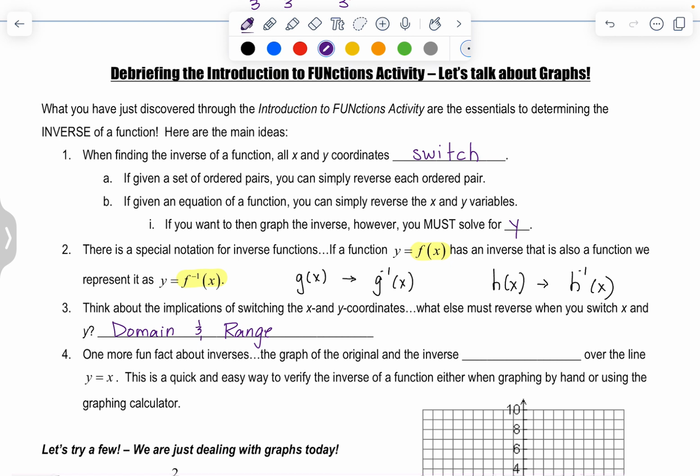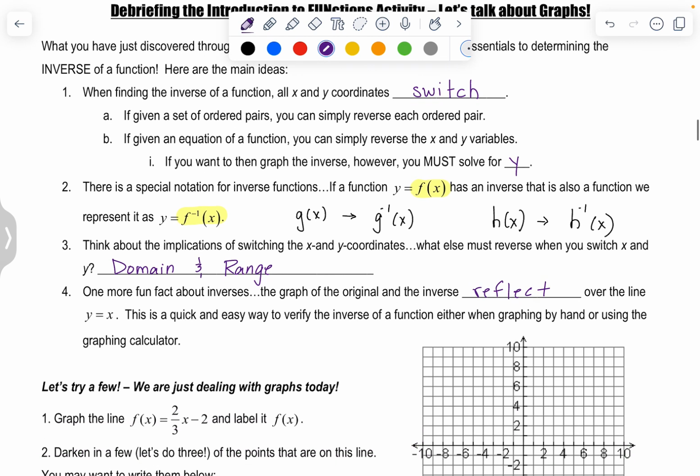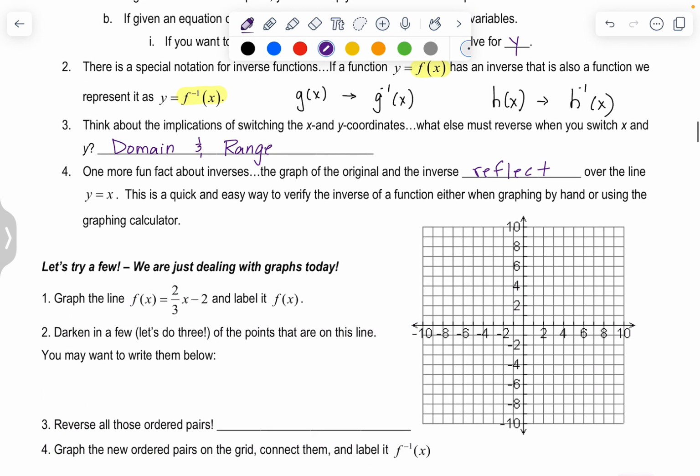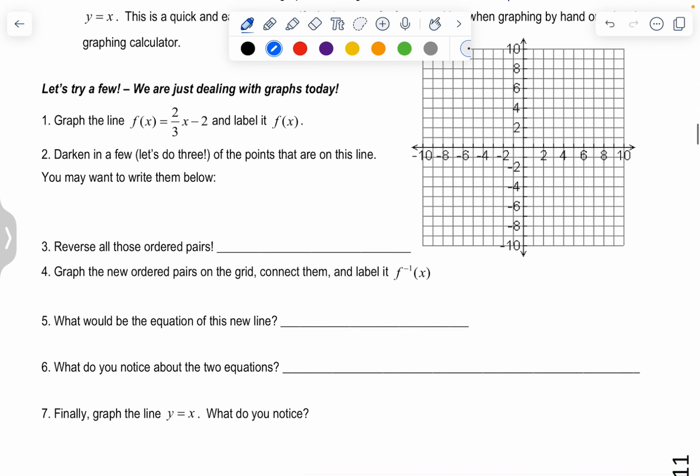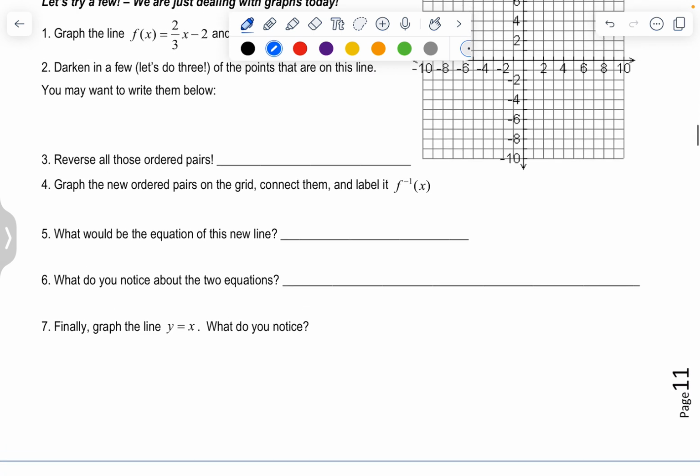And if you're thinking back to your geometry days, if you think about the graph, all you have to do is reflect the graph over the line y equals x. If you do a geometric reflection over the line y equals x, then you're going to get the inverse as well. So inverses are things that you've already done. You just didn't know that you were doing them. So let's take a look at this example. So here we go.